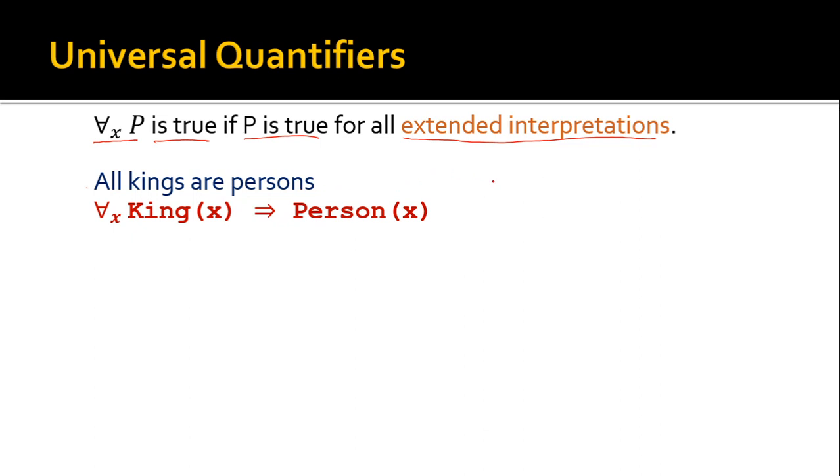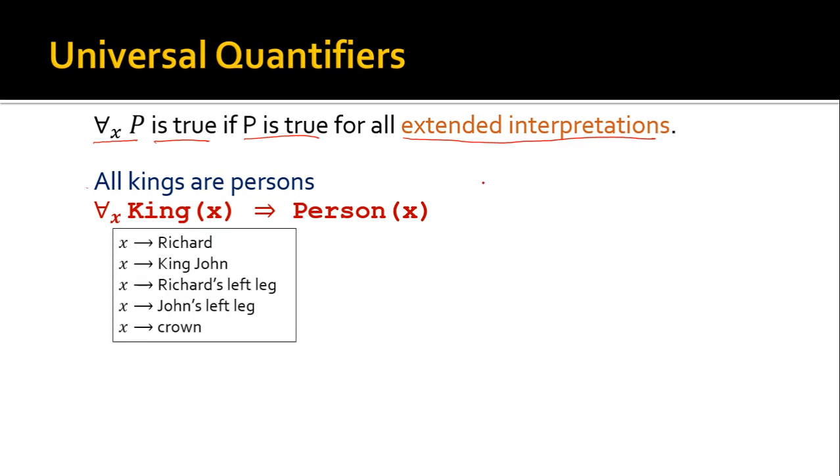Now you know that when we talked about the example of Richard and John, there are many objects in the current world, right? So what are the objects? These objects can be Richard, King John, Richard's left leg, John's left leg, and the crown, right? So this X can be anything.